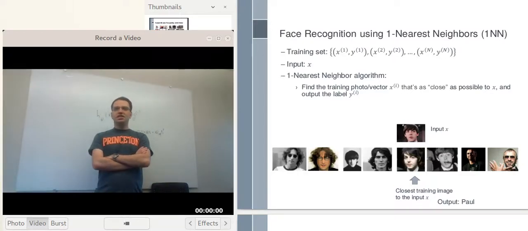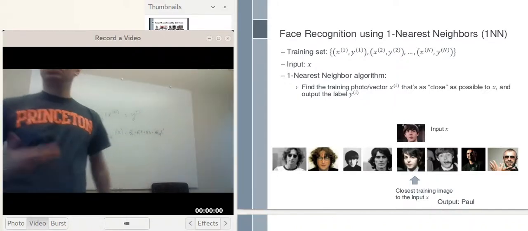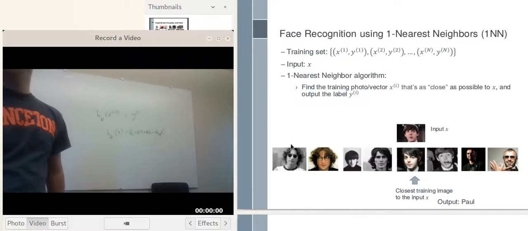So here's the simplest possible way that you can solve this problem of recognizing a face. You have a new input face and you want to assign a label to it. This is called 1 nearest neighbor, and the idea is like this. Let's say that this picture is our new input, and this is our training set, meaning that we know that this is John, this is John, this is George, this is George, this is Paul, and the last two photos are of Ringo, right?